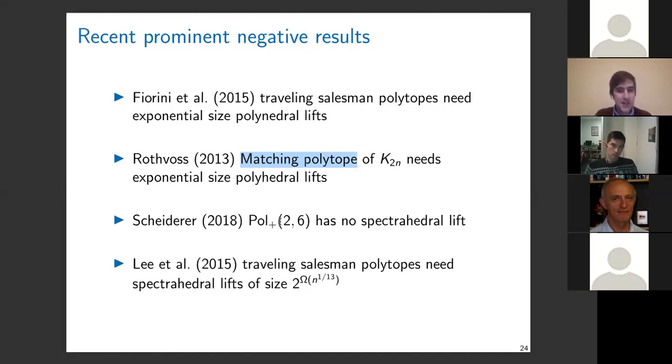This result of Scheiderer that we've already seen, that non-negative polynomials in 2 variables of degree 6 have no spectrahedral lift, is quite an important result. It was the first case where we had a convex semi-algebraic set that was known not to have a spectrahedral lift, and also kind of the spectrahedral analog of these results about combinatorial polytopes. Again, these are very recent and quite difficult results, at least the current proofs are quite complex.